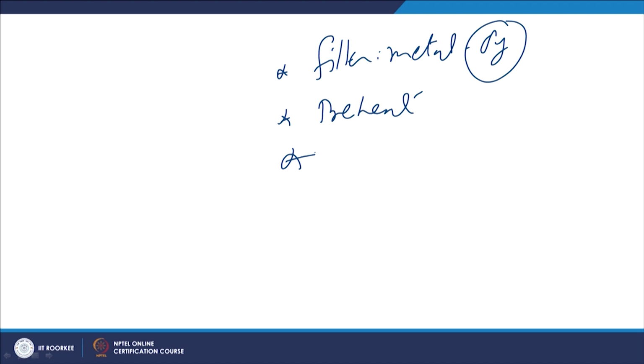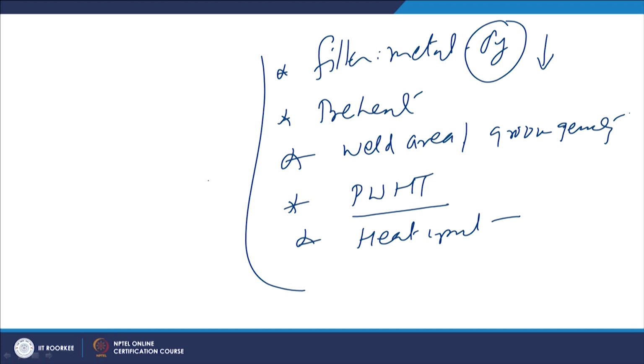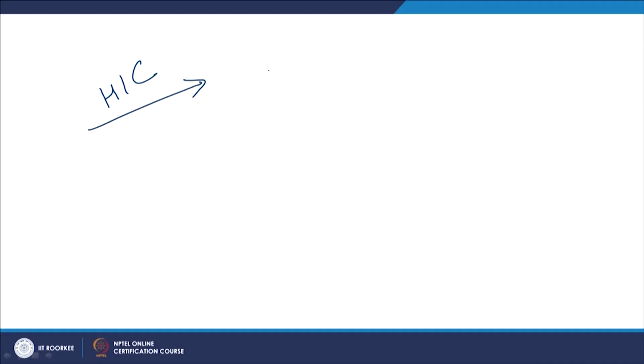So, in order to reduce the residual stress, sometimes we use a filler metal of lower yield strength, then preheat, and then the weld area, which is influenced by the groove geometry used for development of the weld joint, and then the post weld heat treatment, then the heat input, the kind of heat input which is being given. If we control these aspects appropriately, then the residual stress, especially the tensile residual stress development, can be reduced to a great extent, and that in turn will help us in reducing the hydrogen induced cracking tendency.